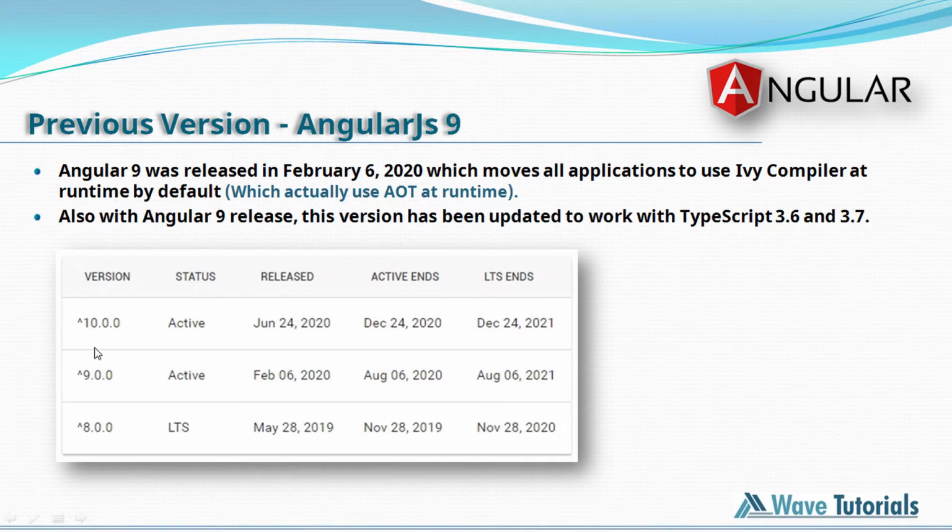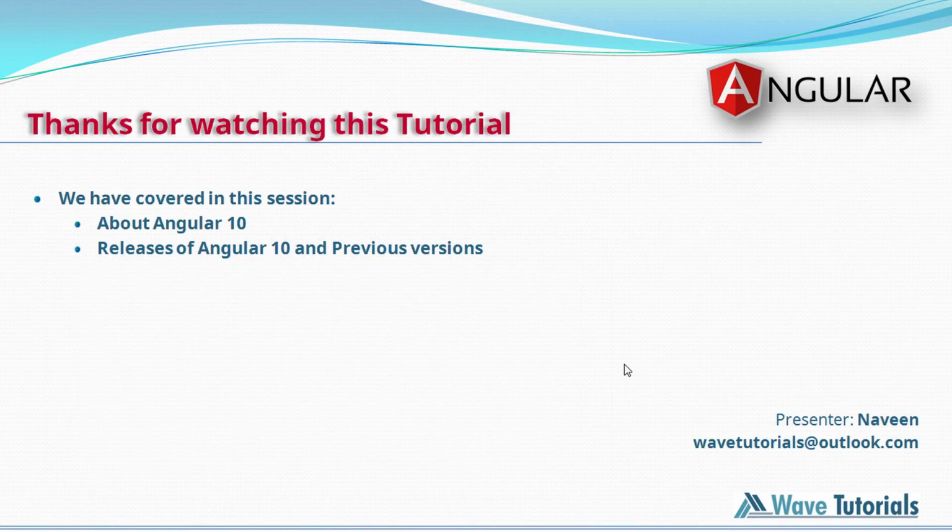So you can see here that version 10 was released on June 24 and its active support will end on December 24, and its long-term support will end by December 24, 2021. Angular 9's active support ends on August 6, 2020 and its long-term support will end by August 6, 2021. So we have covered in this session the new features in AngularJS 10, and something about the previous version, which is AngularJS 9.